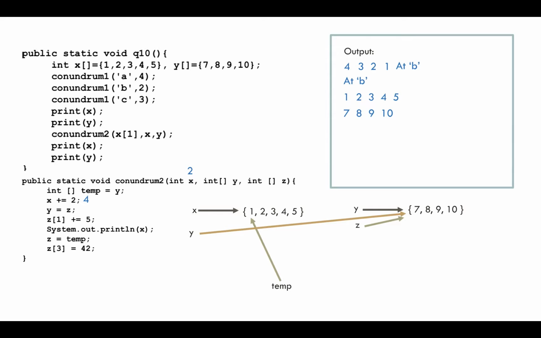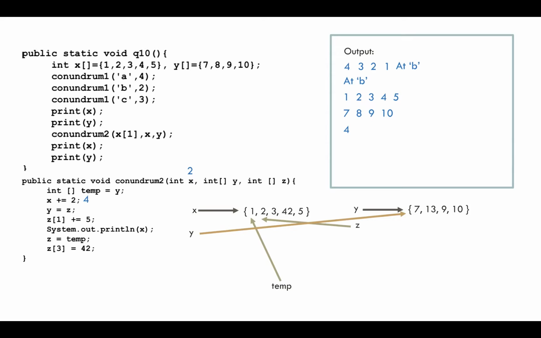Then we add 5 to z of 1, so z at index 1 is now 13. After that, we print out the value of x, which is 4. And then we use an equal operator again to set z equal to temp. This means that we copy the pointer that temp is pointing to and assign that copied pointer to z. So, z and temp are now pointing at the same location. It means that when changing the index 3 of array z, the change actually reflects in the location where both temp and z are pointing to. The value of array z at index 3 is now changed to 42.